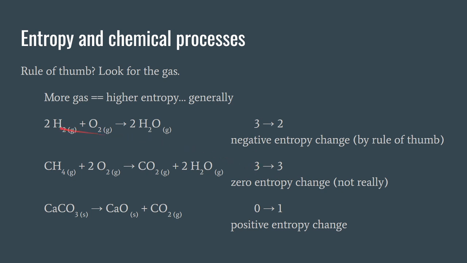So we should expect a negative entropy change for the formation of water. We should expect a positive entropy change for the decomposition of calcium carbonate. And we should expect a very, very low, not actually 0, but very low entropy change for methane and oxygen to CO2 and H2O. Now, there's obviously more to entropy than just whether a gas is present or not, but it is pretty complicated to try and determine what the actual changes are.